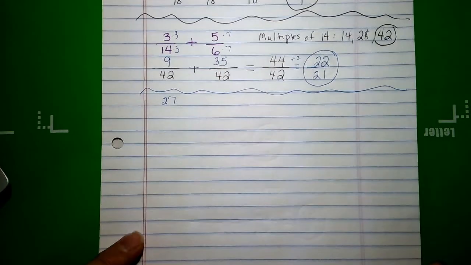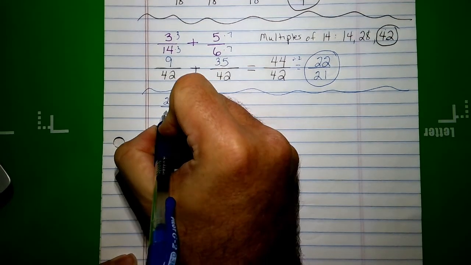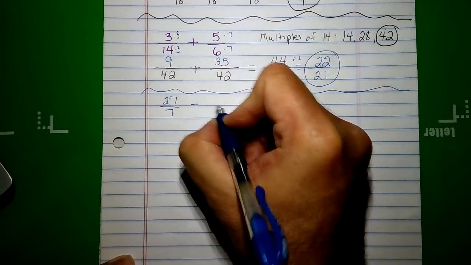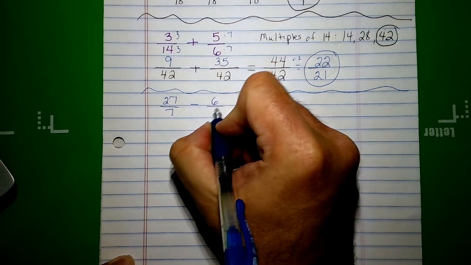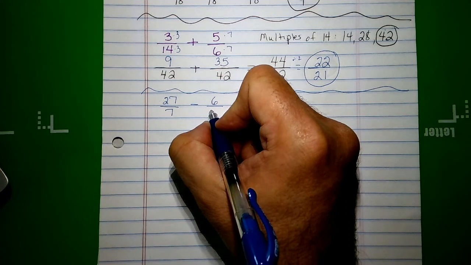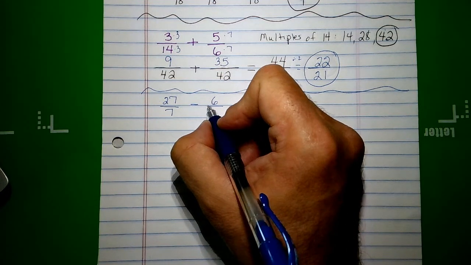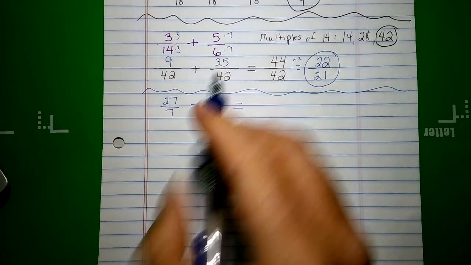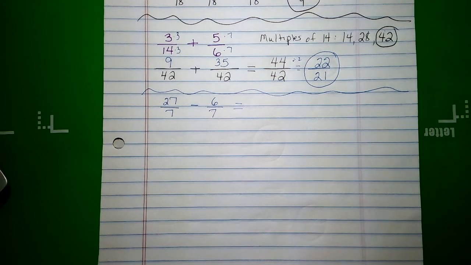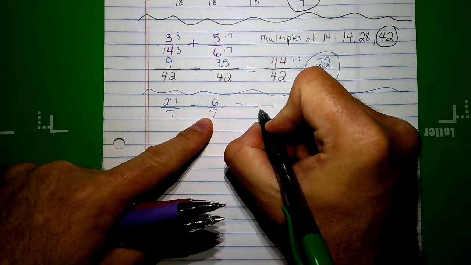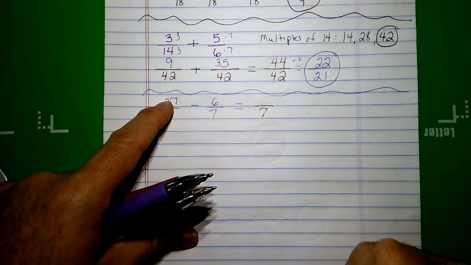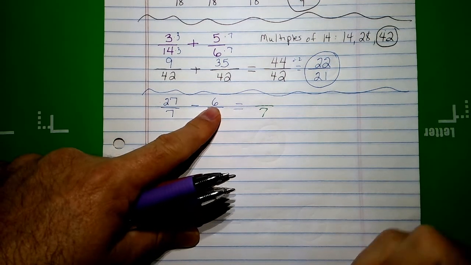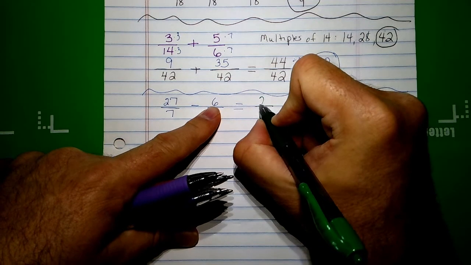27 over 7 minus 6 over 7. Well, we'll do one first. Notice, when you're subtracting, you've got to have that common denominator. Here we already have a common denominator, so just write down the common denominator once. 27 minus 6 is 21.